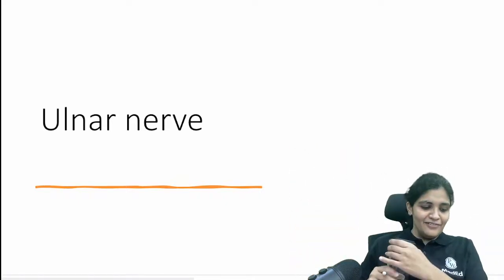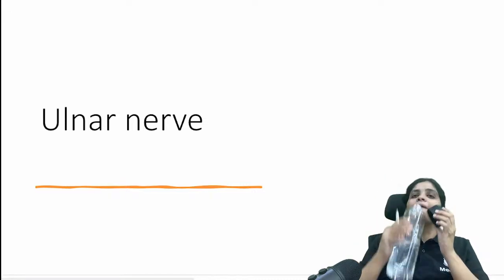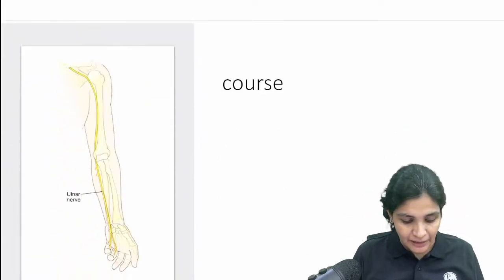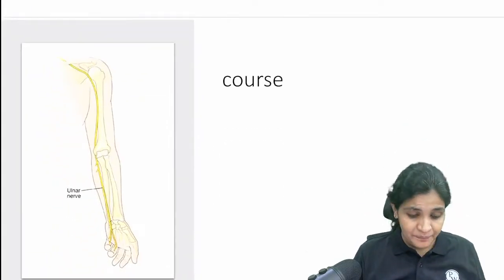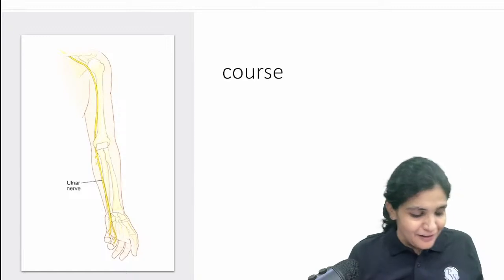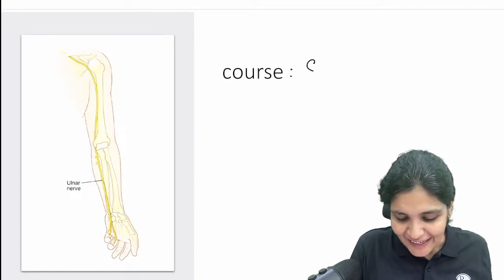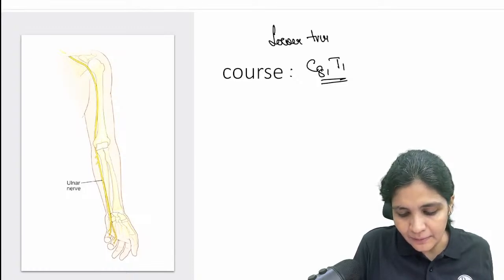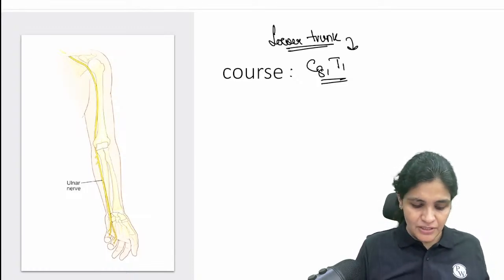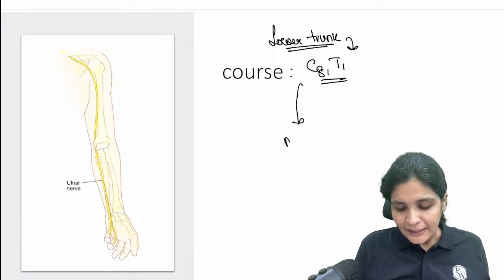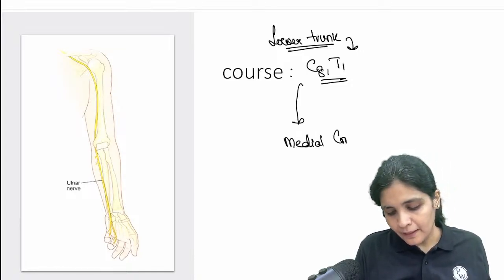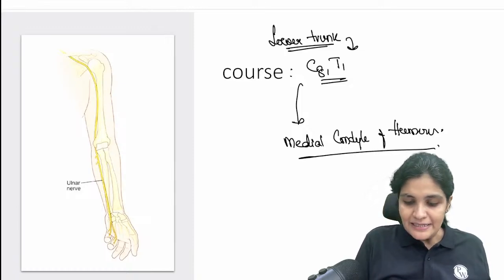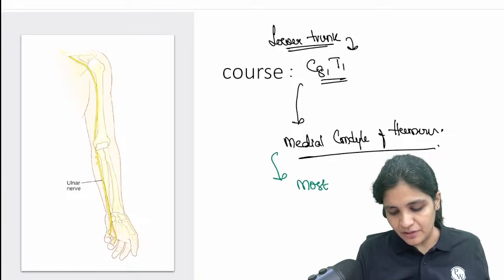So next, after the radial nerve, it is the ulnar nerve. The first one is your radial nerve, and next is your ulnar nerve, which is again important. The ulnar nerve is again C8 and T1. It is a continuation of the lower trunk of the brachial plexus. And here you see it courses along the medial condyle of the humerus. This is supposed to be one of the most superficial peripheral nerves.